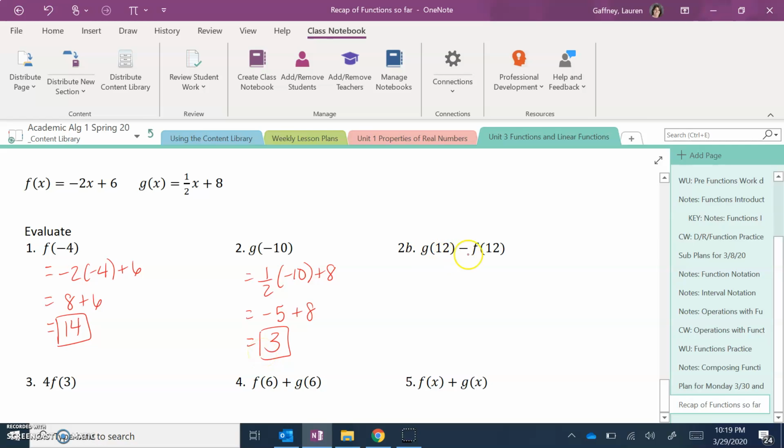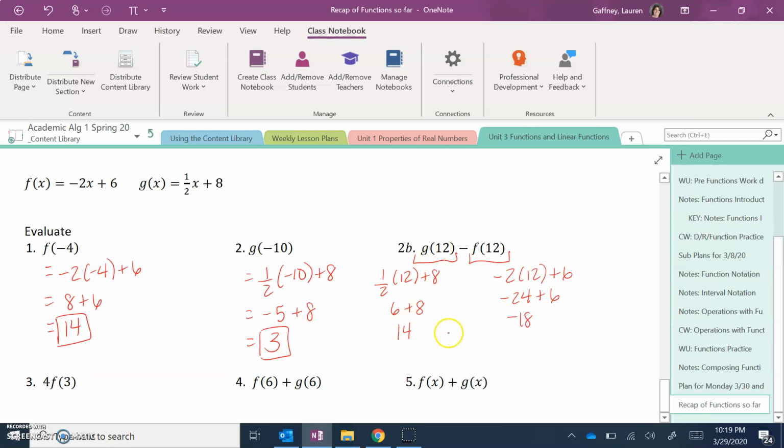Okay, now, this we had just started into the last day I was with you. You should do g of 12 first, then do f of 12, and then whatever you get from each of those, we'll subtract them. So let's start with g of 12. So we're putting 12 in for x. 1/2 times 12, and you can totally use a calculator for this, is 6, and then plus 8 is 14. Let's do f of 12. So we're putting 12 in for the x in the f function listed here. -2 times 12 is -24, plus 6 is -18.